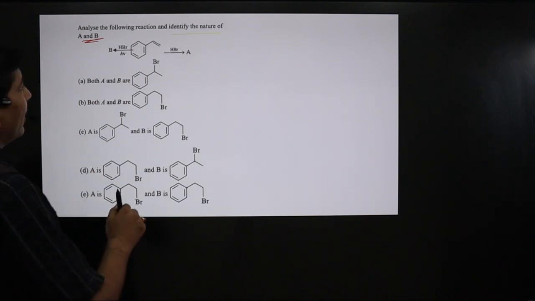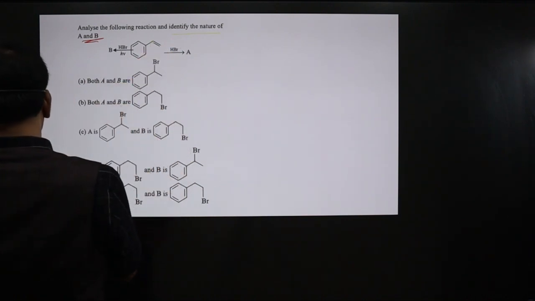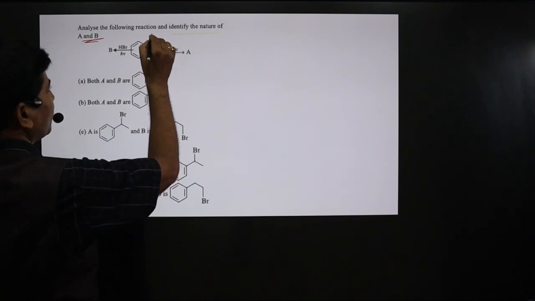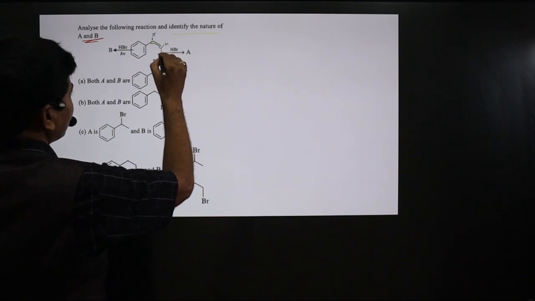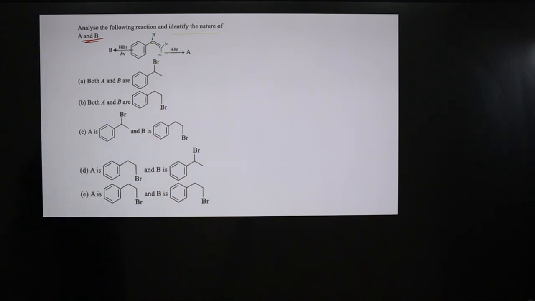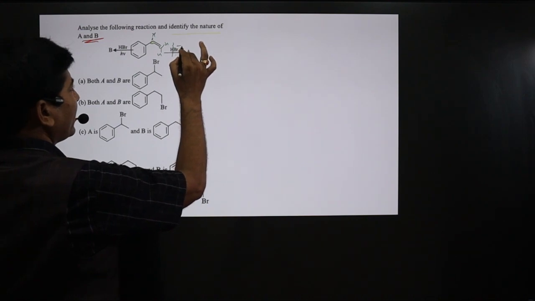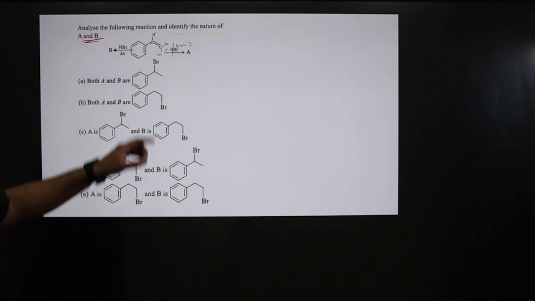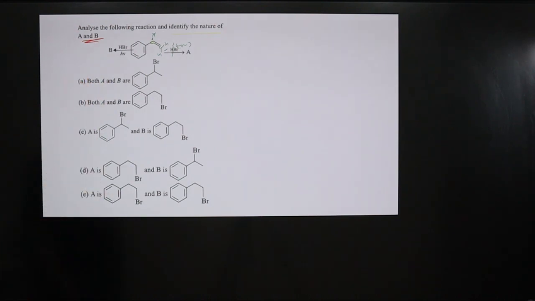Pay attention carefully. You can see this carbon is forming 3 bonds. How many bonds is this carbon forming? 3 bonds, meaning it has only 1 hydrogen. And this carbon has 2 hydrogens, because it has formed only 2 bonds. Then according to the Markovnikov rule, if I break this bond, bromine will carry a negative charge and hydrogen will carry a positive charge. So the anion will go to the carbon having fewer hydrogens. So we complete this reaction.